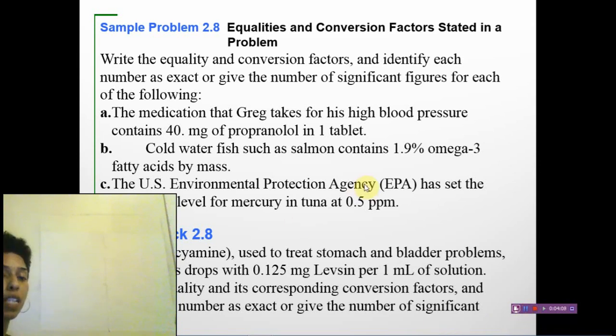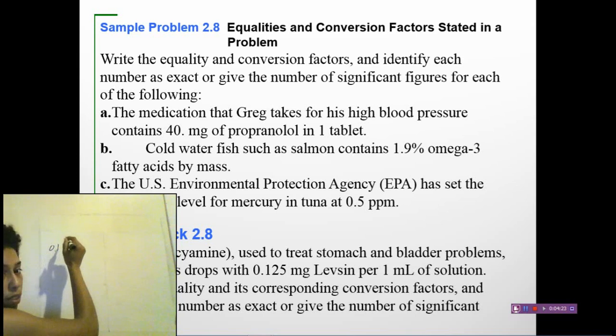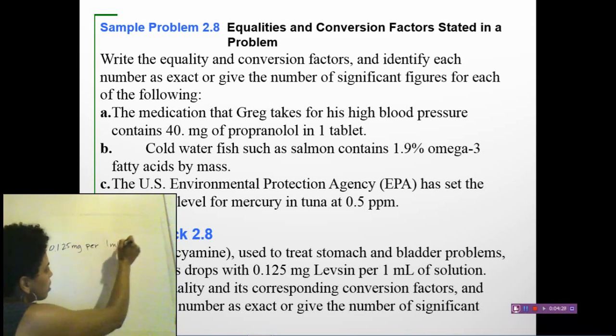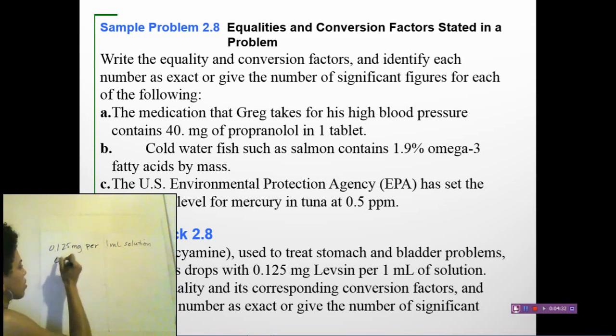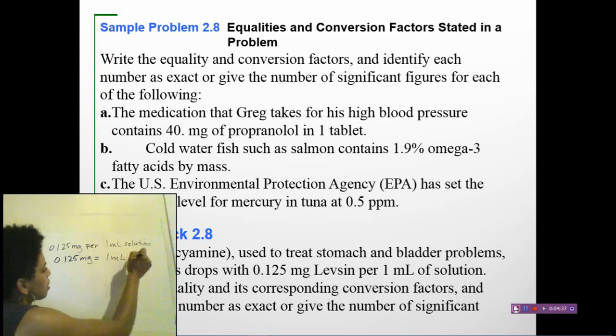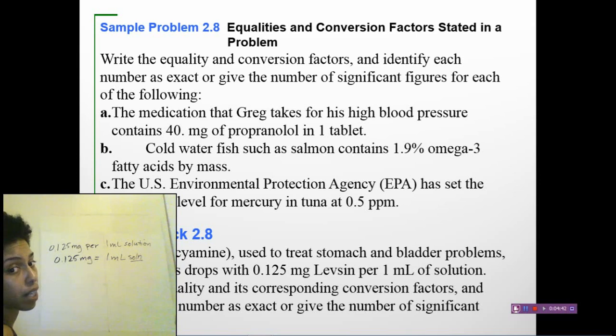Let's do the study check. It says that there are drops that are 0.125 milligrams per 1 milliliter of solution, and we're going to do the same thing. So that's just going to be 0.125 milligrams equals 1 milliliter of solution. That's how I write solution in shorthand.